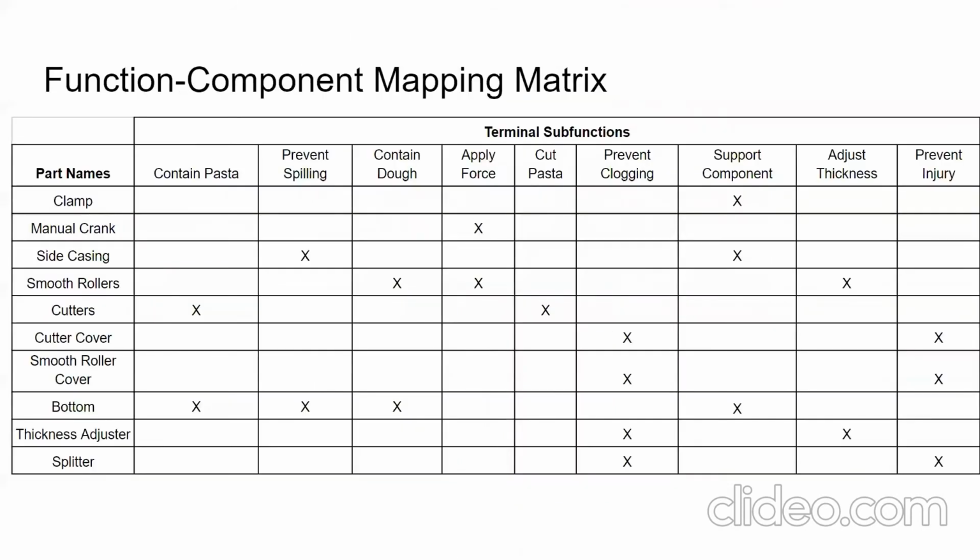Going into our function component mapping matrix here, we connect the 10 broader parts that we broke down earlier to the terminal subfunctions that we completed in the FAST diagram. From this table, we can see that the clamp covers only 1 terminal subfunction, while the bottom piece actually covers 4. And we can also see that the prevent clogging subfunction is covered by 4 different parts, while the cutting of pasta is only covered by 1, the cutters.